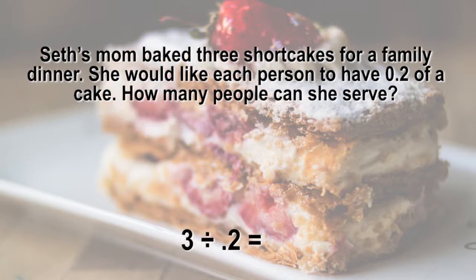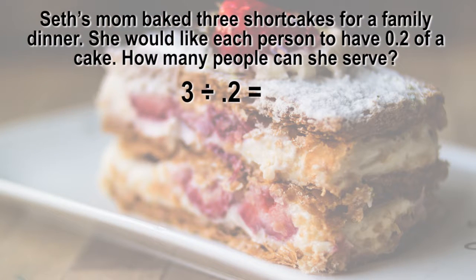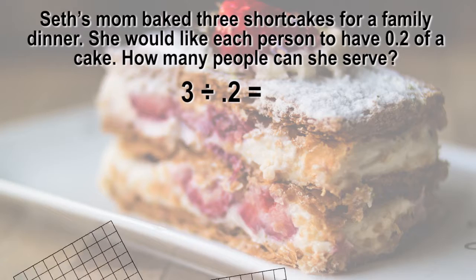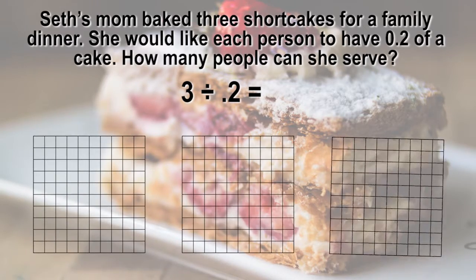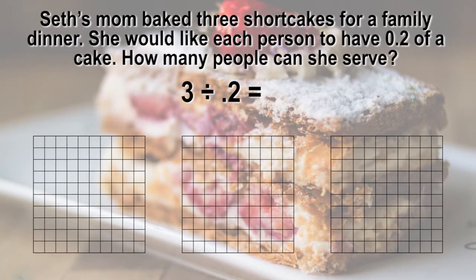We have 3 shortcakes divided into 2/10 for each person. We will use 3 hundredths grids because there are 3 wholes in our division problem. Each grid represents 1 whole or 1 shortcake. We will then start by shading 2/10 of the hundredths grid, or 2 columns, to show that is the size each person gets of the shortcake.